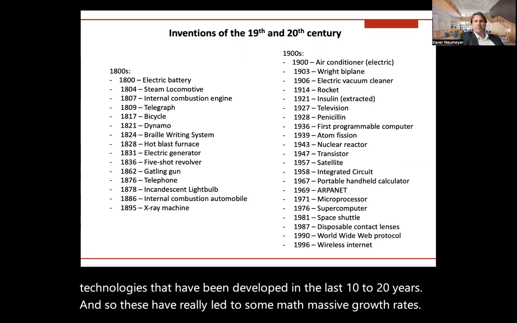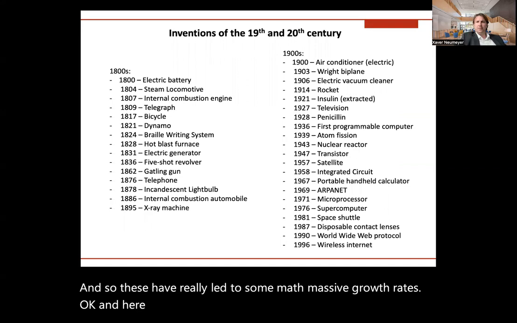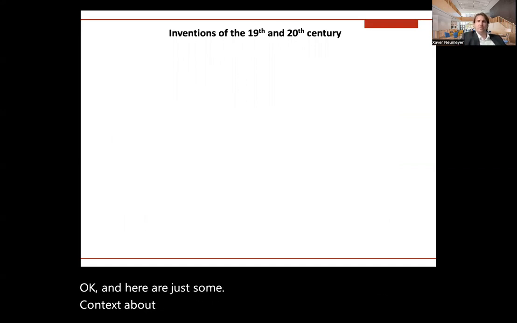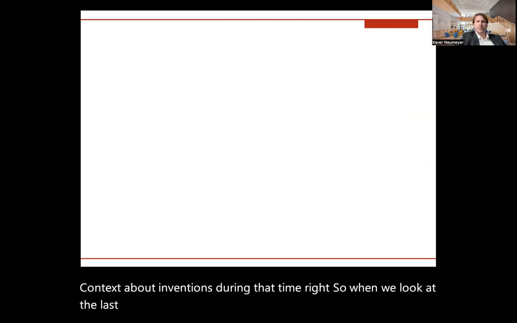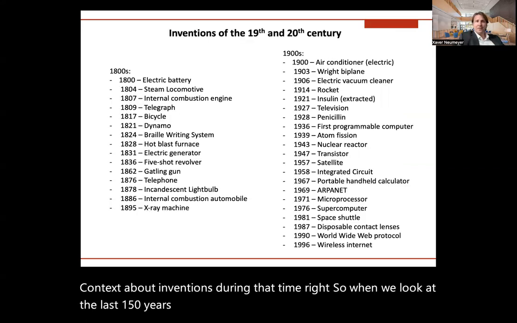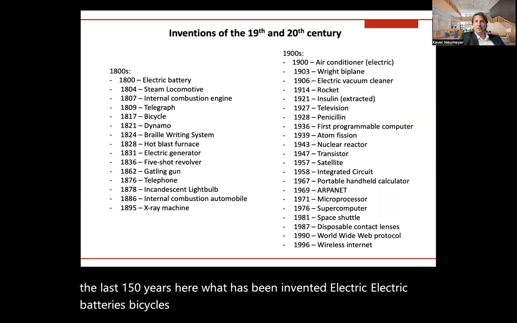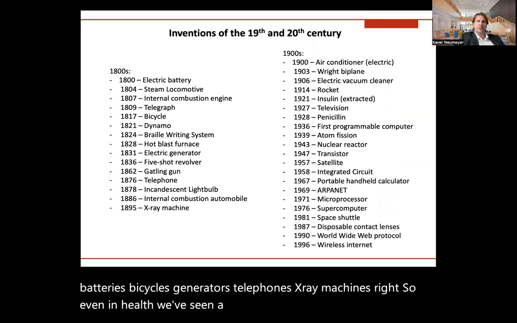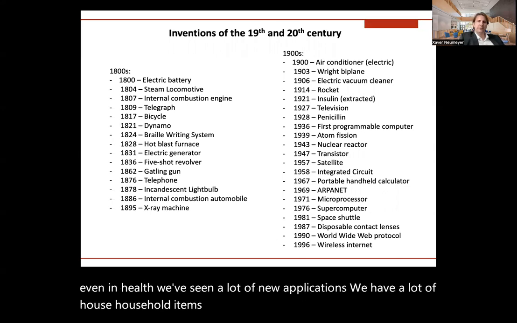Okay, and here is just some context about inventions during that time. So when we look at the last 150 years, what has been invented? Electric batteries, bicycles, generators, telephones, X-ray machines, right? So even in health, we've seen a lot of new applications. We have a lot of household items like electric vacuum cleaners.